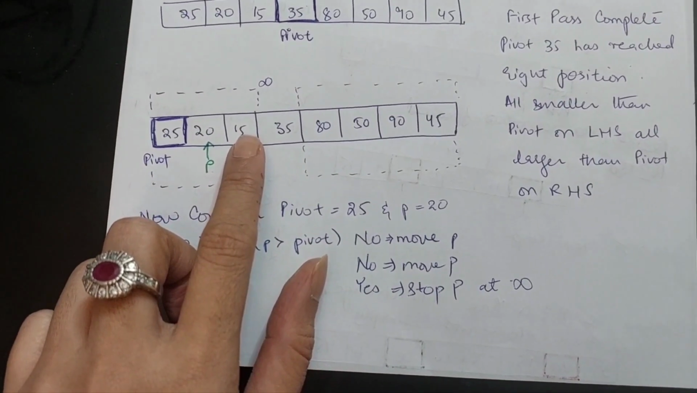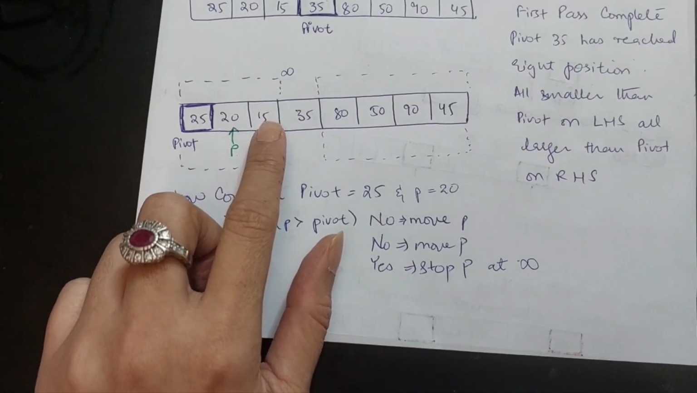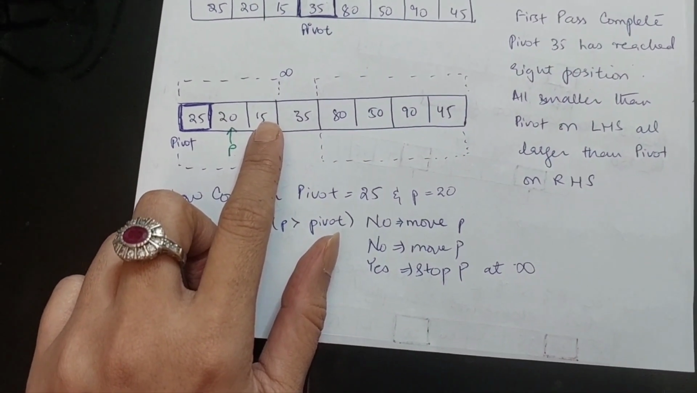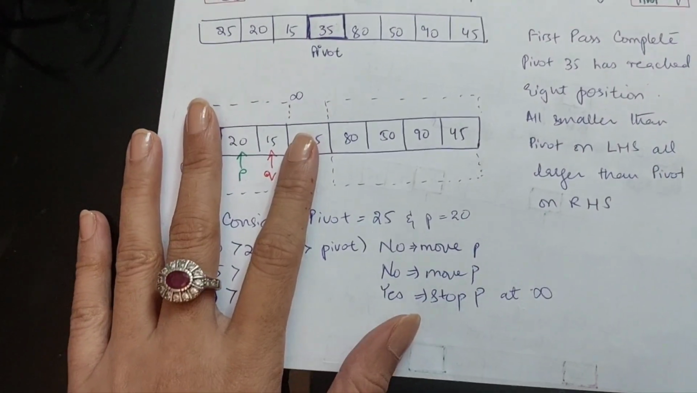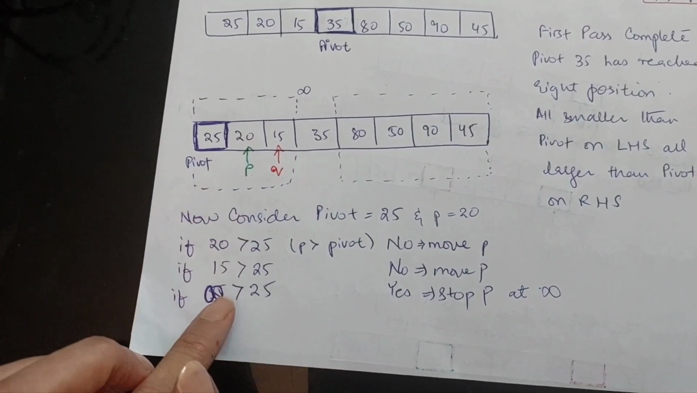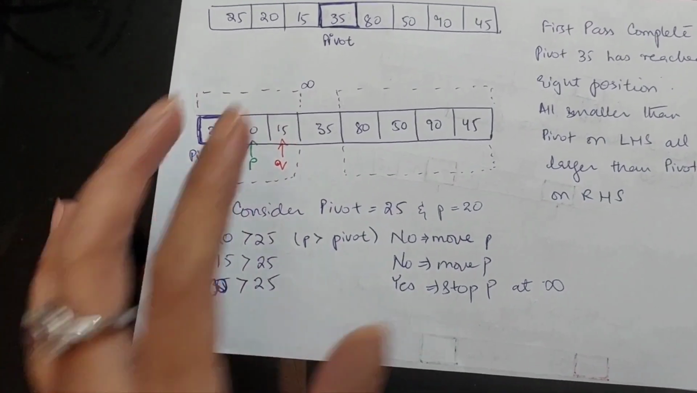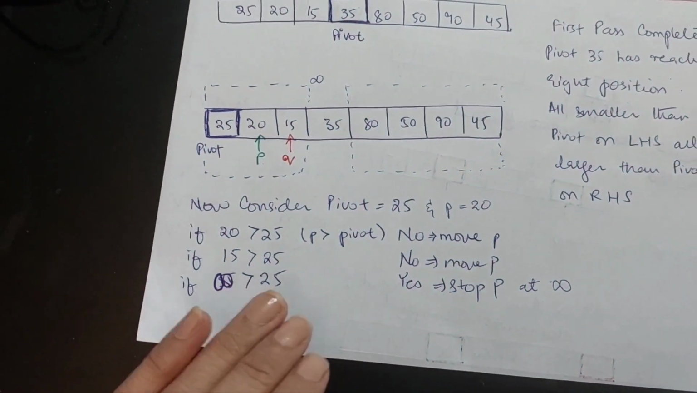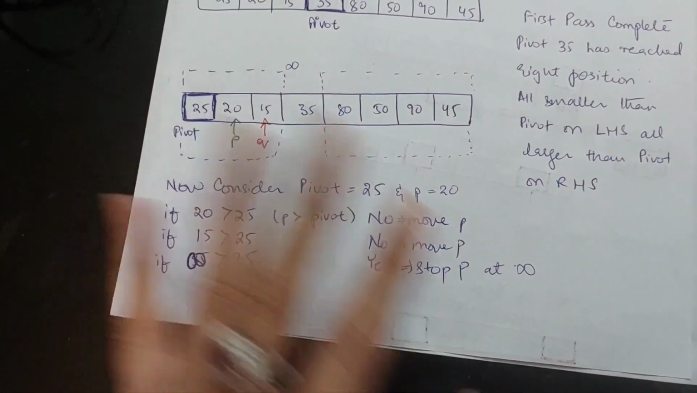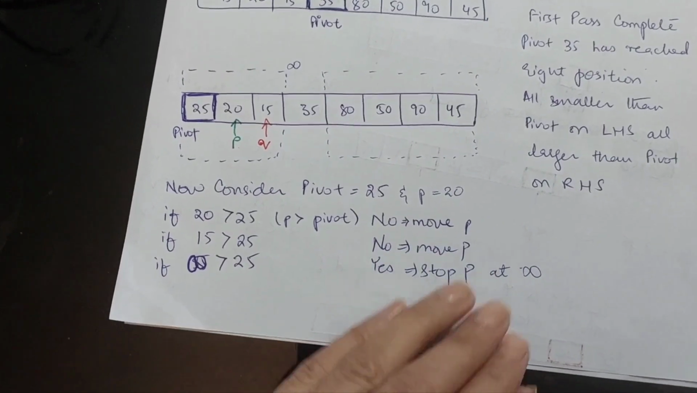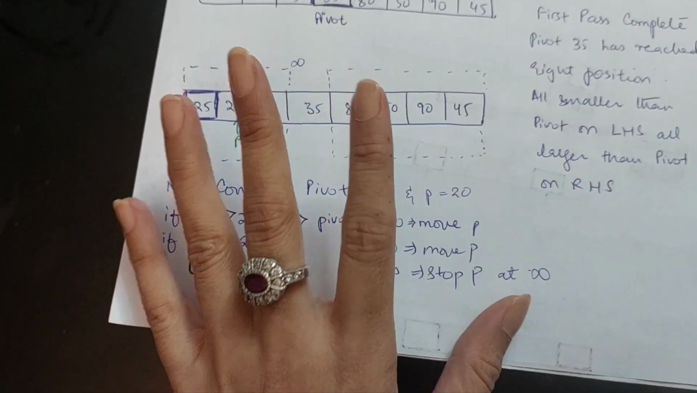You remember I told you that we need to add infinity to stop p, otherwise p will go and reach Denmark. It will not stop. So now I will compare. Okay, p has reached infinity. So is infinity larger than the pivot? Yes, of course, infinity is larger than everything. So finally p will stop at infinity, right?